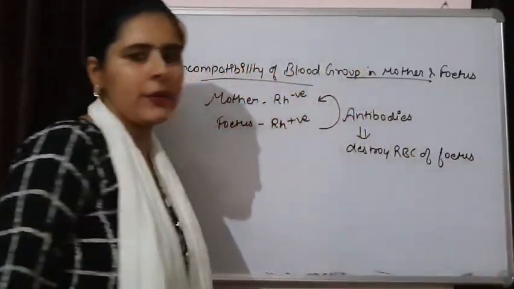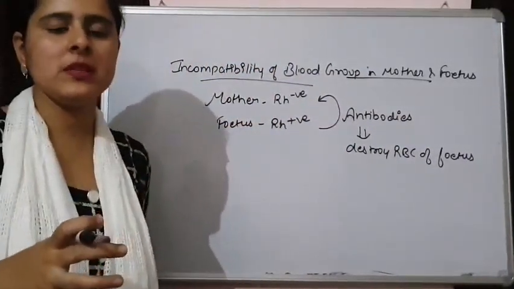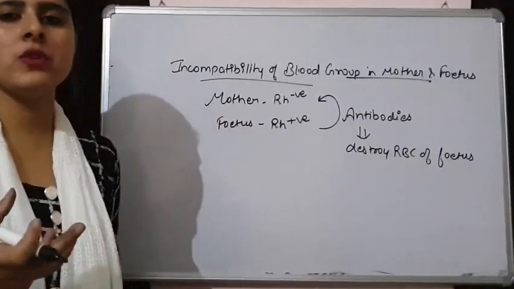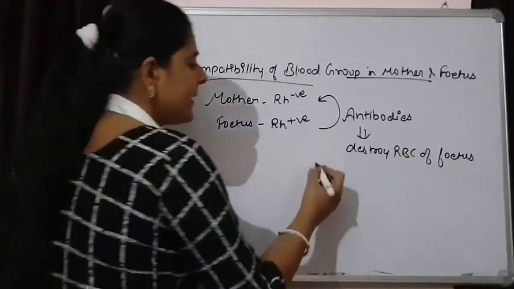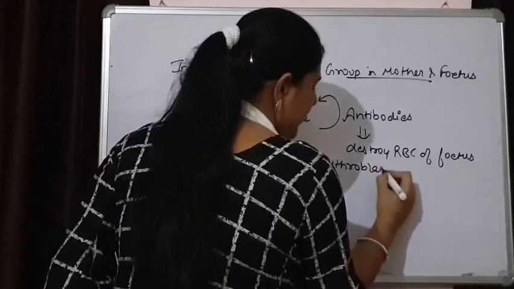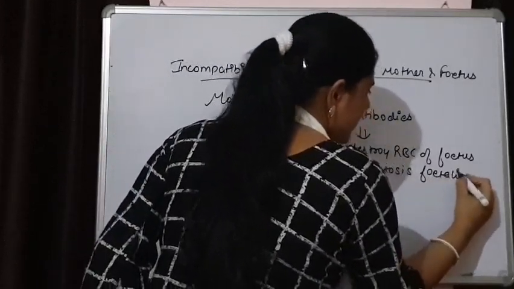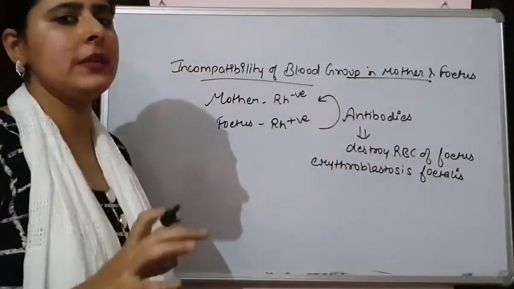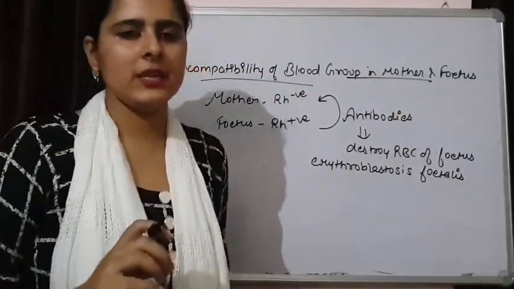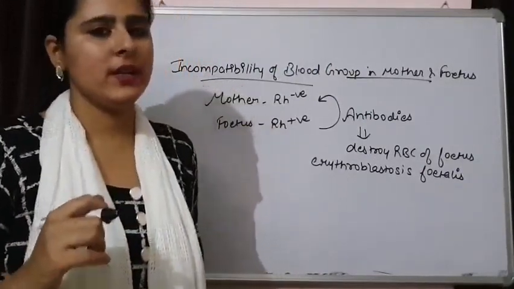So if fetal RBCs are destroyed, there will be a deficiency of RBCs in the fetus, leading to an almost anemic situation, and it is known as erythroblastosis fetalis. So there will be a problem in the delivery of the second child. The RBCs of the second child will be destroyed.